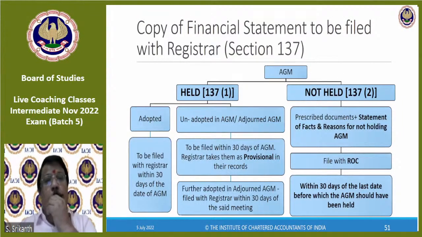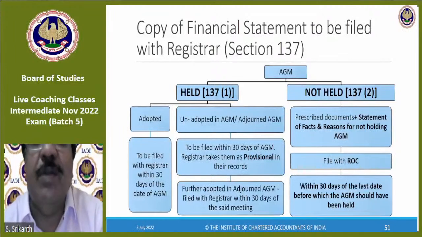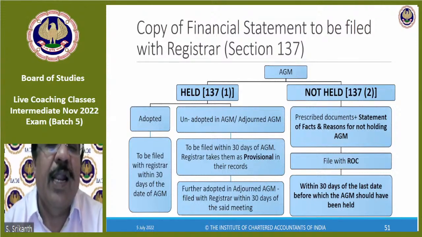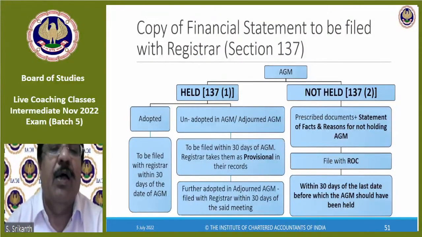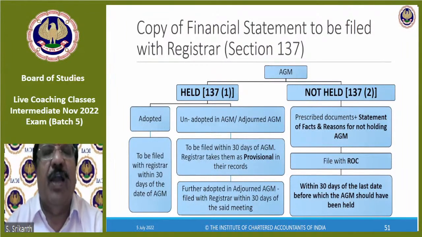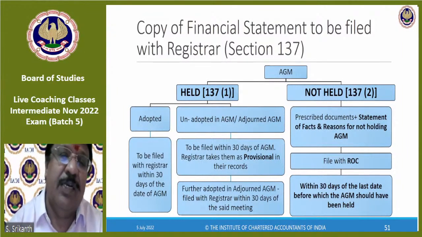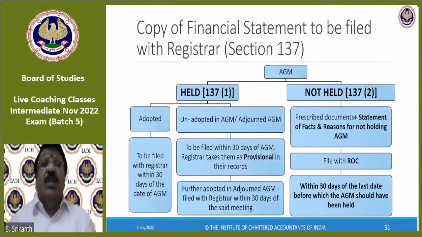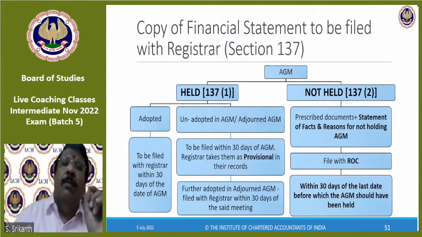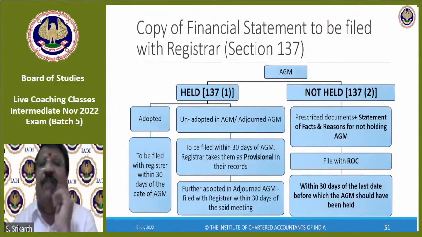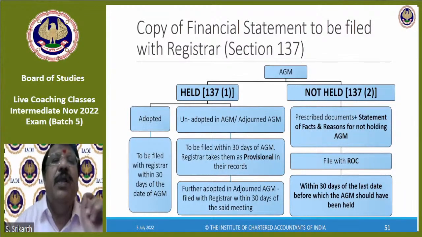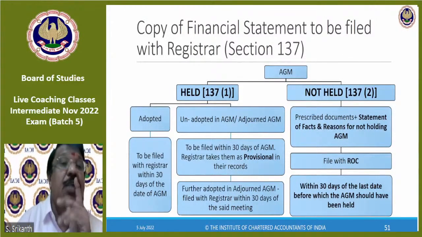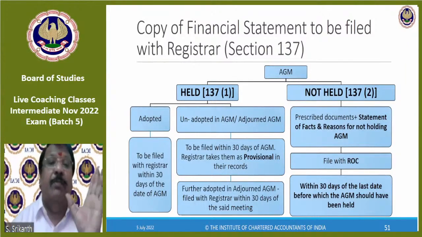Now, the copies of the financial statements have to be filed with the registrar. Friends, 137 and 92 are very important sections. Why? Because of filing of annual return and filing of financial statement. Both are important. All companies have to do this. In fact, this is one of the ways in which the MCA knows that the company is alive. If for continuous 3 years the company does not upload its financial statement and annual return, the registrar can strike off the name of that company as a defunct company.